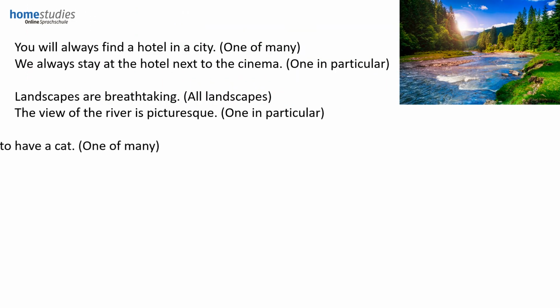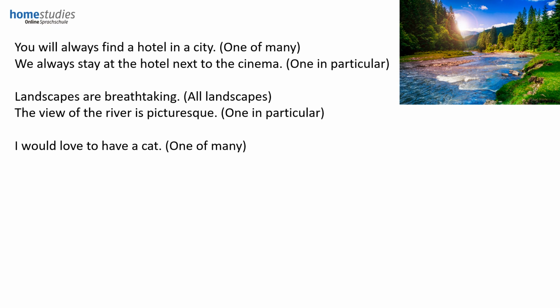Let's have a look at some more examples now. You will always find a hotel in a city. Now, in this case, we're talking about one hotel of many. However, when we refer to one in particular, we need an article. In this case, the definite article. We always stay at the hotel next to the cinema. That's one in particular.